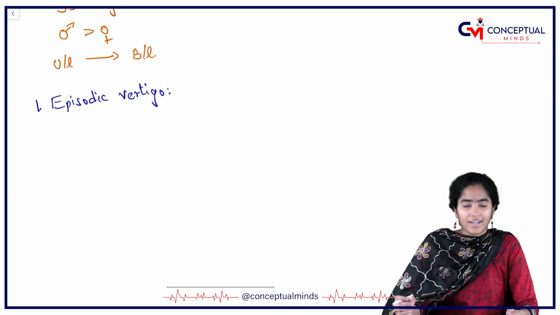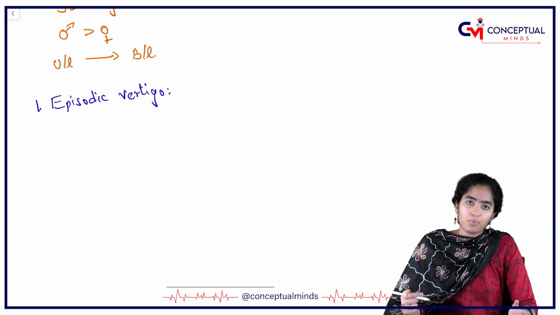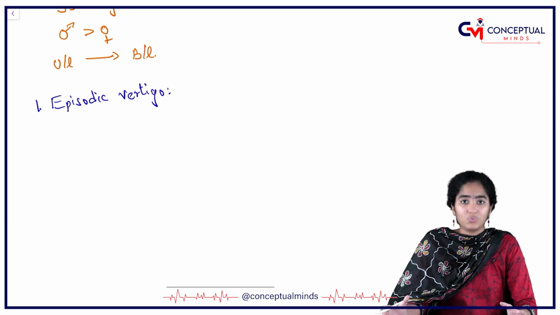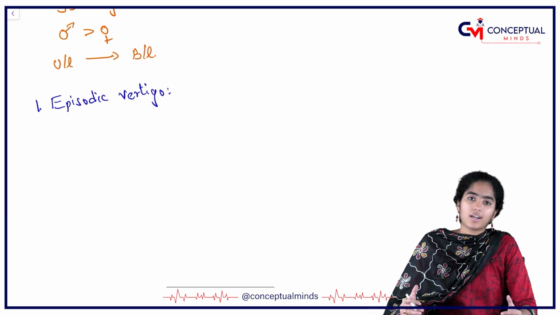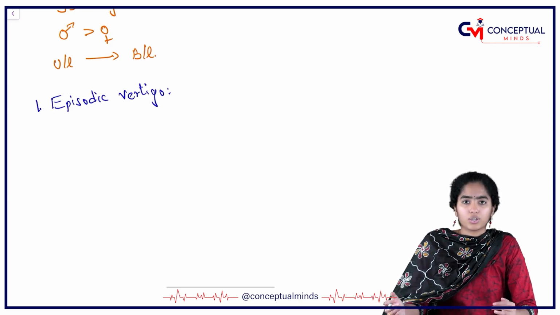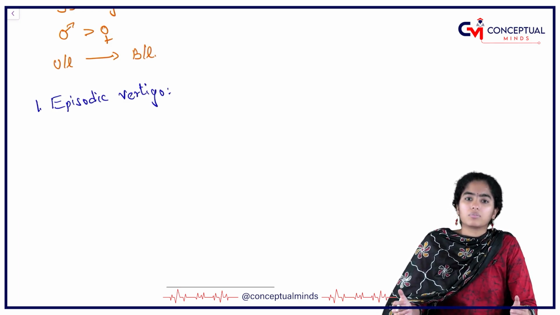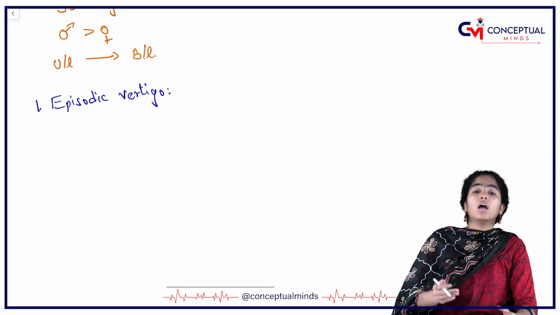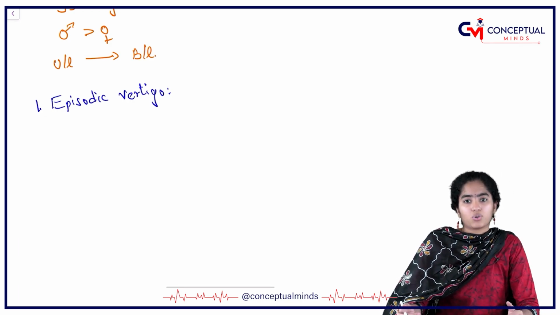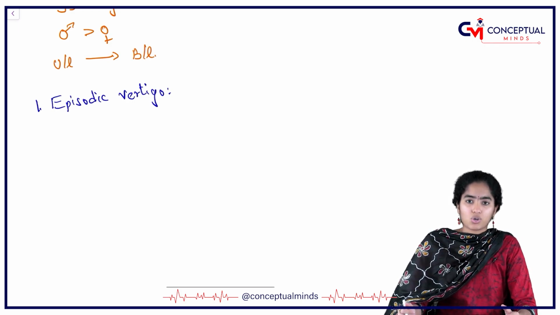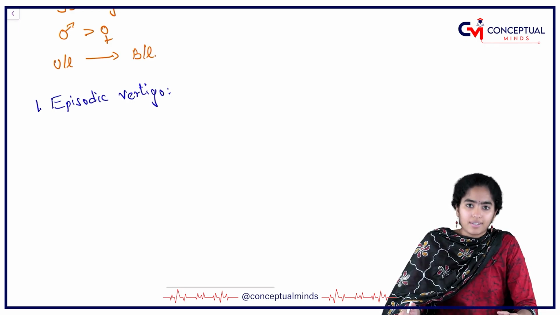They have an attack, and for 2 or 3 days they keep on getting episodes of vertigo, and then they are symptom free for a few weeks to months, and again they have episodes of vertigo that last for 3 to 4 days. Again there are on and off attacks, and finally they are again symptom free for a period of time. Now, during this episode of vertigo, sometimes there could also be presence of vomitings and nausea.